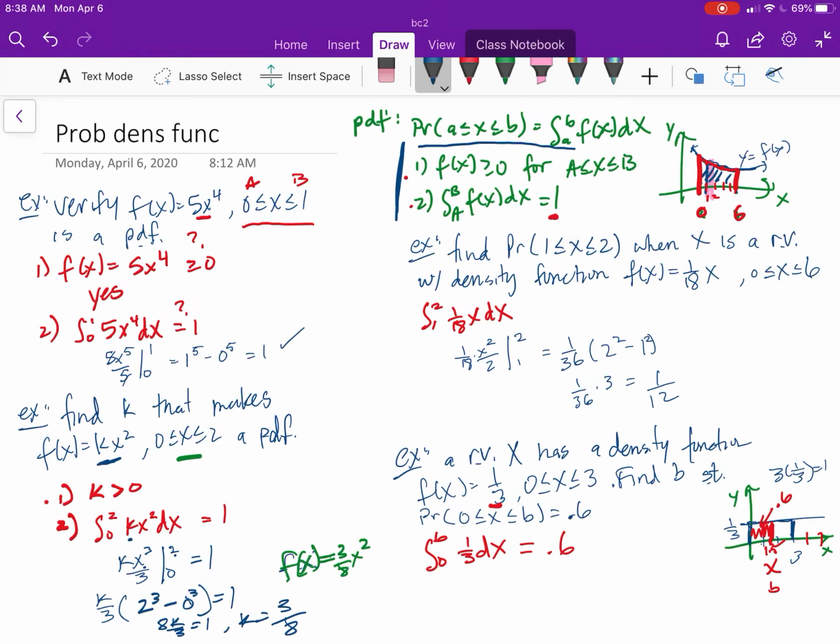So to integrate 1/3, we just get 1/3 x from 0 to b equals 0.6. So we get 1/3 b minus 0 equals 0.6. So 1/3 b equals 0.6. Multiply by 3, I'll go and write it. Multiply by 3, we get 1.8.